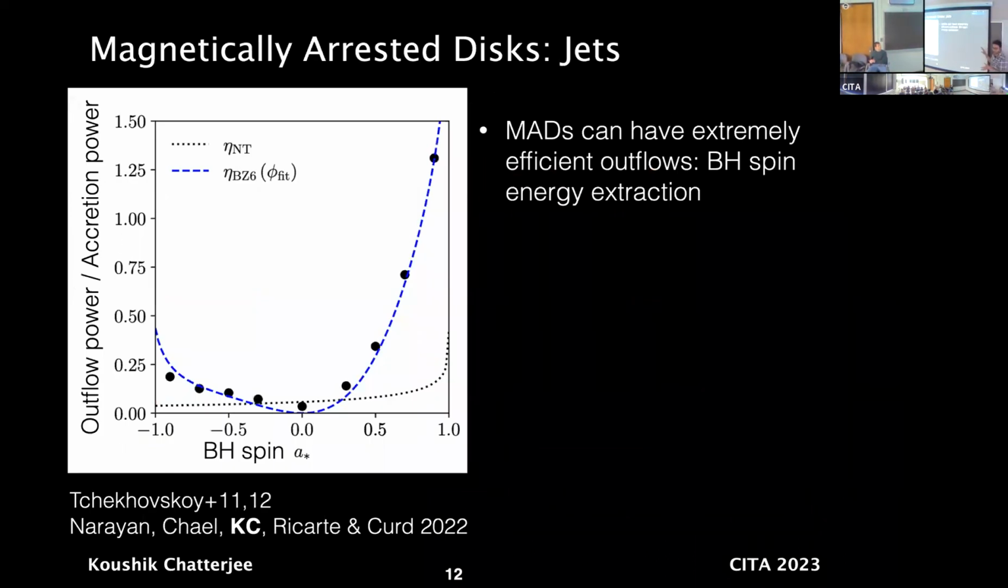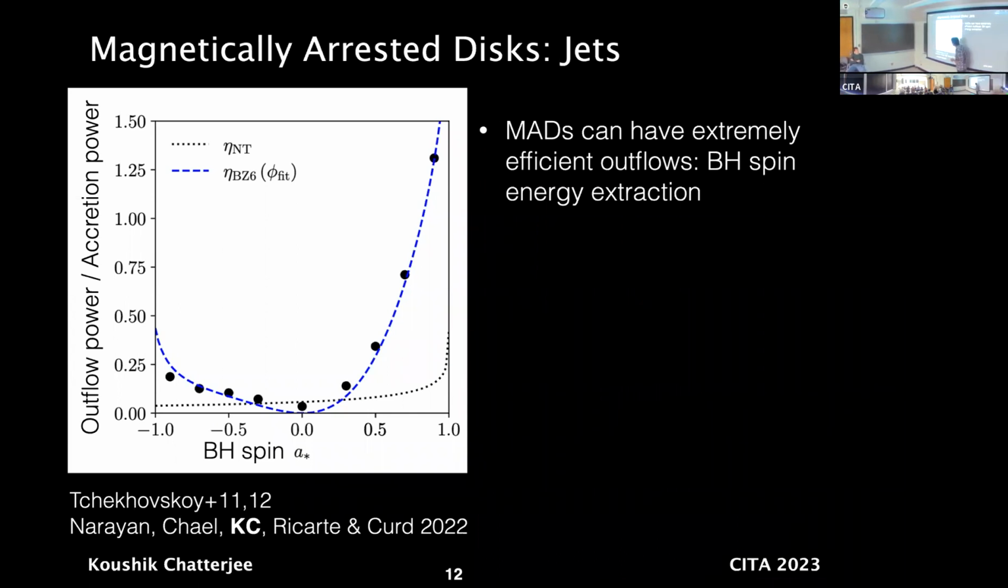Other than magnetic flux eruptions, MADs are also very interesting. At least the first reason why MADs got popular in general is because of the jets that come out of these simulations. MADs have extremely efficient jets, and it gives you a direct link to the Blandford-Znajek process. The Blandford-Znajek mechanism is a way you can extract the spin energy of the black hole to power the outflows.